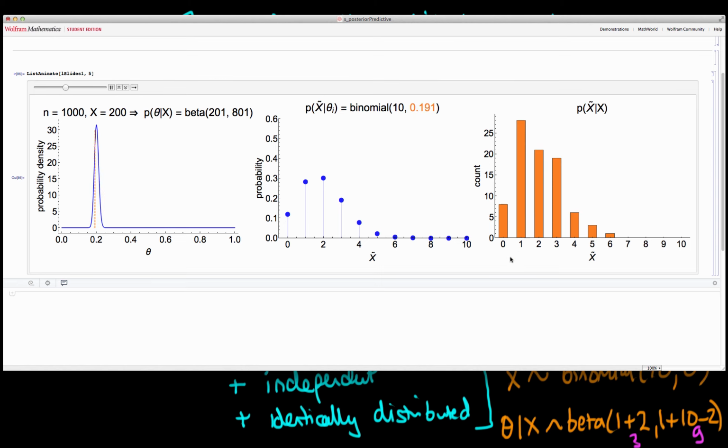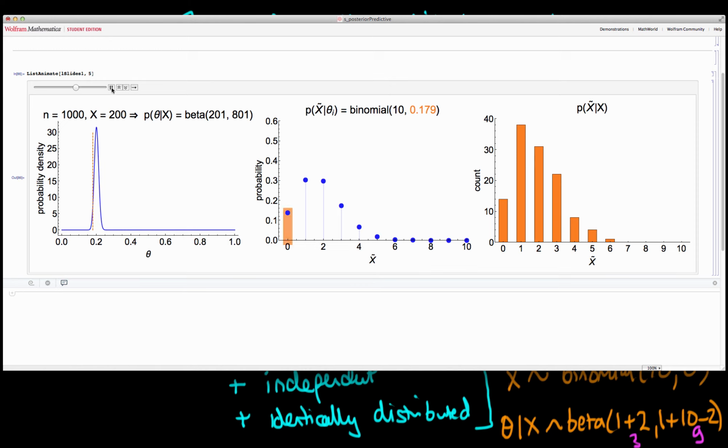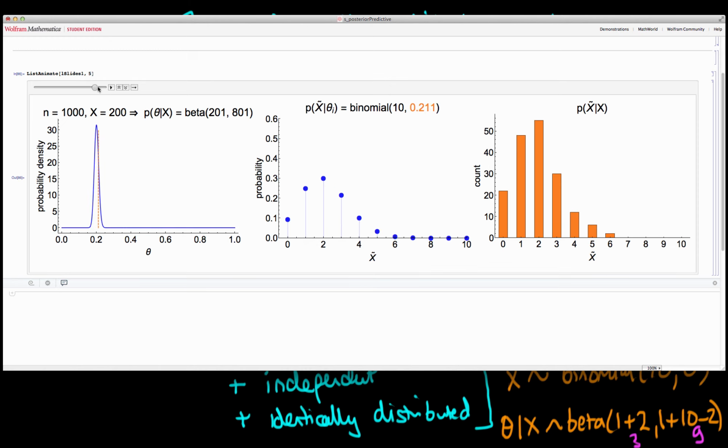And so that's what I'm showing here on the right. My posterior predictive distribution is assuming that in the new sample, the sample size is 10. And so we can see that after some time, the posterior predictive distribution takes some shape and it converges to a distribution which looks something like this.